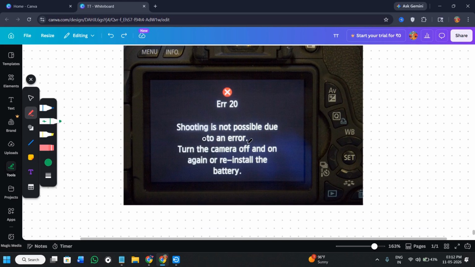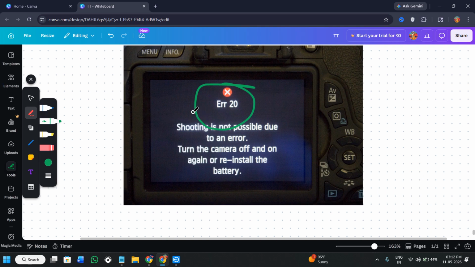Hi guys, if your Canon camera is suddenly showing you this Error 20, the camera is detecting a mechanical problem during the startup or the shutter operation. So in this guide you are going to learn what the causes of this particular error on your camera are, and I'm also going to show you some of the safest troubleshooting steps before considering repair.